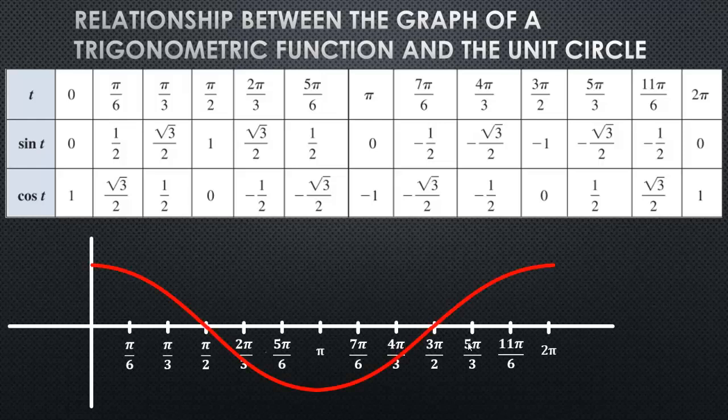So for example, this would be the graph of cosine. Because if you notice, when we're at 0, which is right there, this would be 1. So at 0, cosine is 1. And then we drop down to root 3 over 2, 1/2, 0, negative 1/2, negative root 3 over 2, negative 1. So this would be negative 1 down here. So this is your graph of cosine.